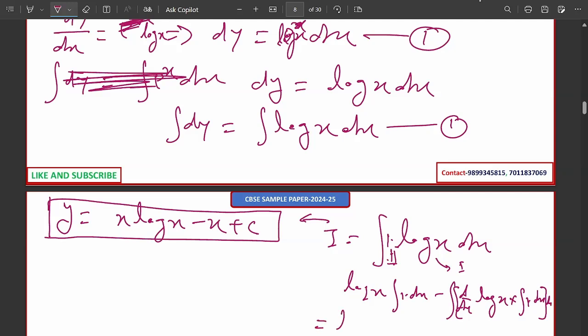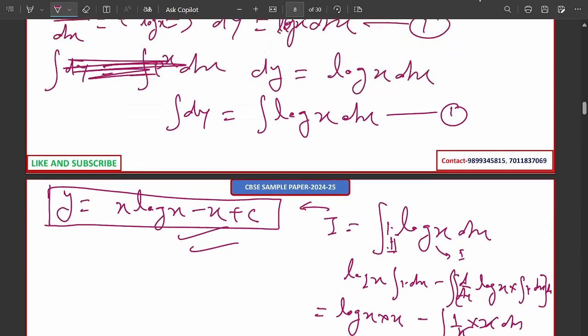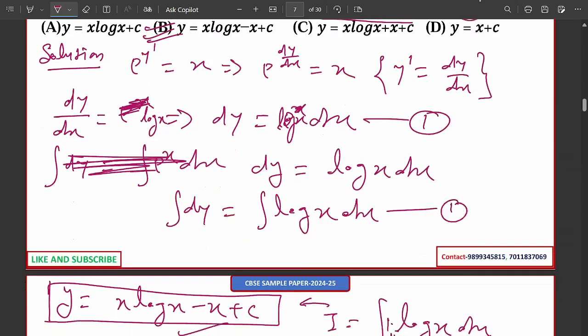So log x into x minus integration 1 upon x into x dx. This cancels out, so x log x minus x plus c. So basically this is the y for this question. We can match the option for this question. So option number B is a correct option.